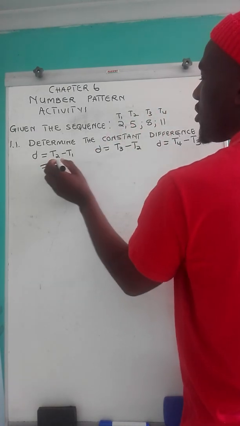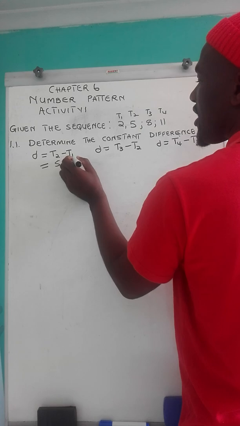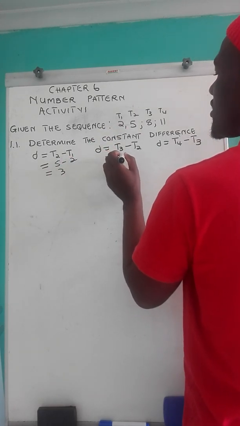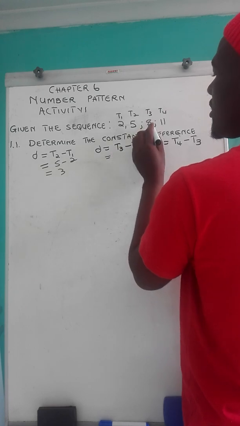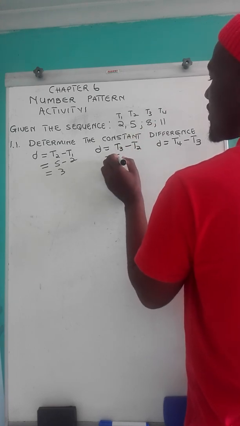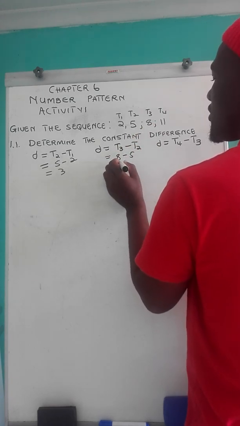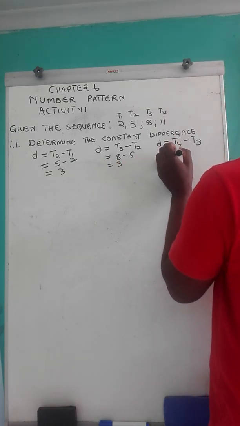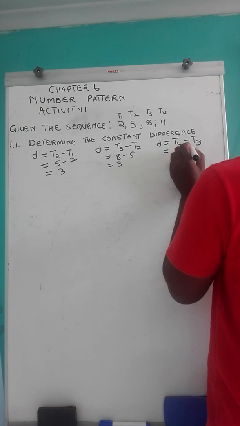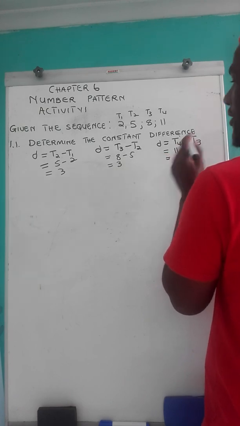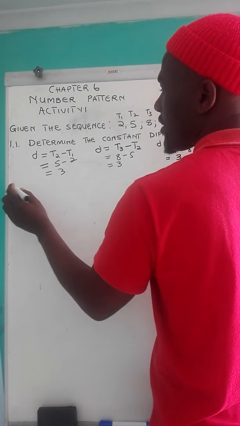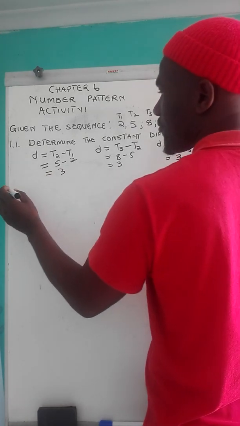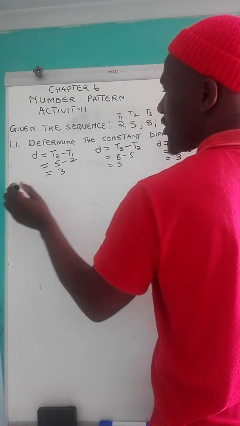What is D? T2 is 5 minus 2, which is term 1, so it's 3. D is T3 minus T2, which is 8 minus 5, which is equal to 3. D is equal to T4 minus T3, 11 minus 8, which is equal to what? 3. Done. You can see it's constant, it's the same, or it's common.